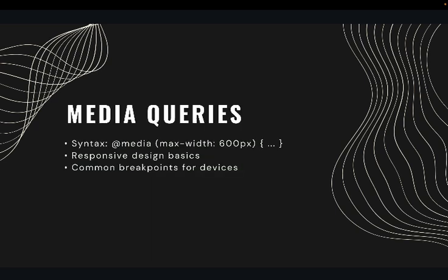Moving on to the next, which is media queries. Media queries are the foundation of responsive design. They allow us to apply CSS rules based on the device's size, screen size, orientation, or resolution. For instance, we can hide a sidebar on small screens or adjust font sizes dynamically.